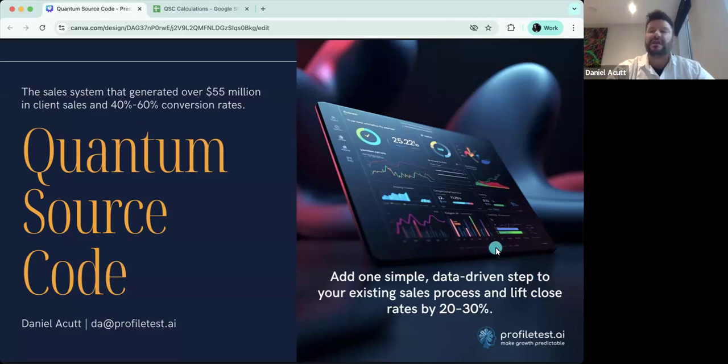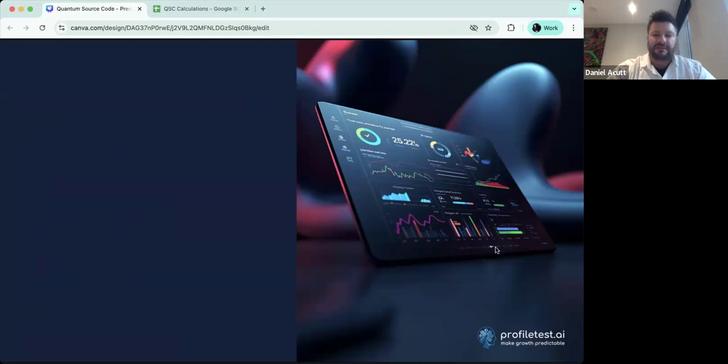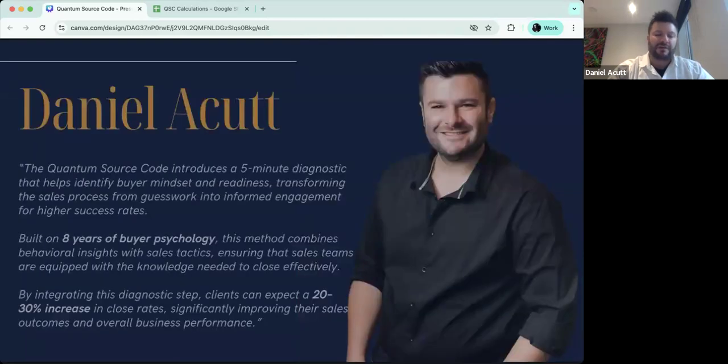This isn't necessarily a lead funnel. It's not a lead generator or a lead magnet. There's enough of those in the world. This is about understanding who you're selling to and why. Let's cover the next slide here, which is about myself and where this idea came from.